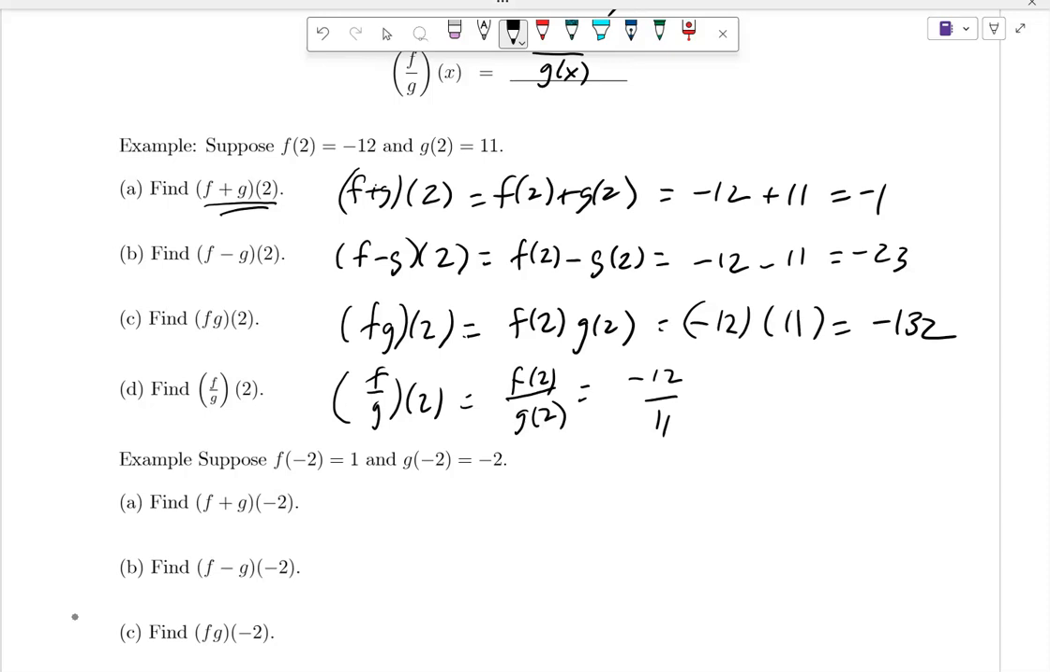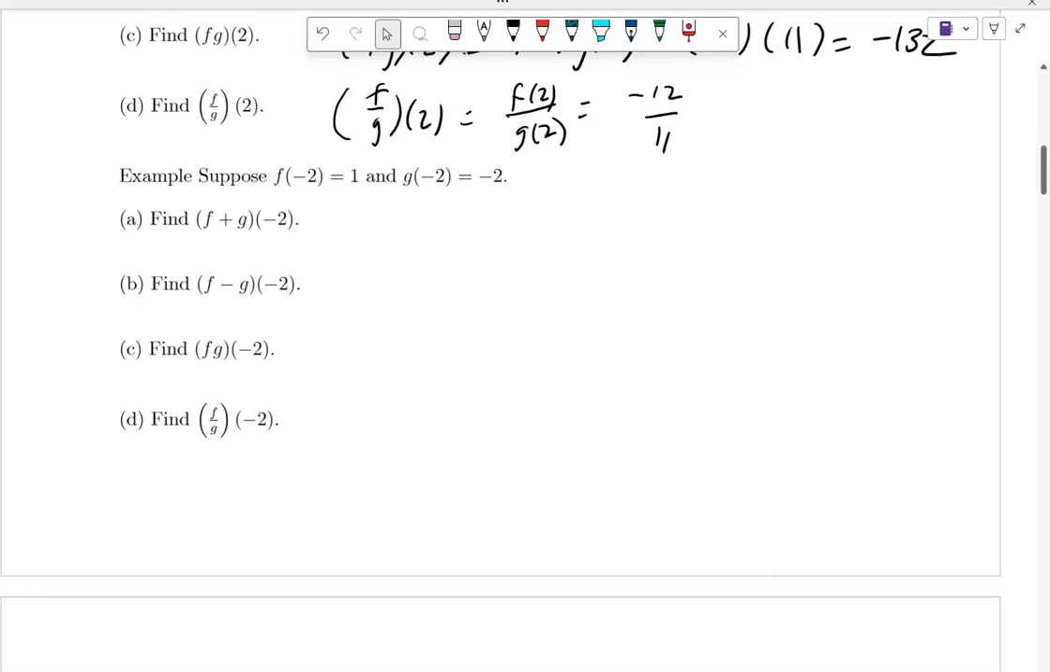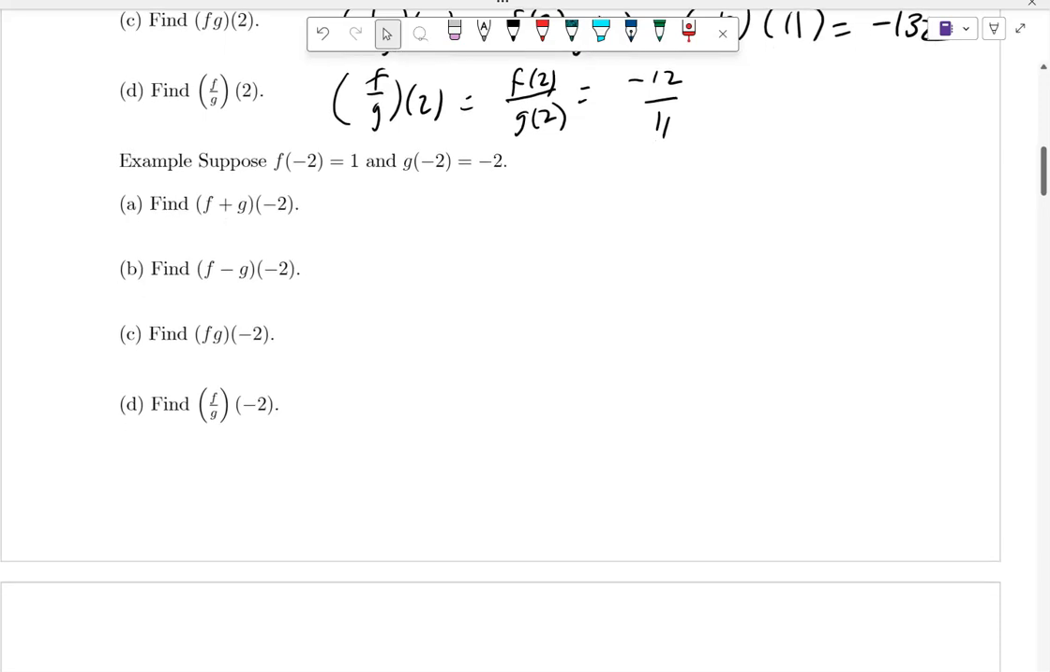Work on the next one for a second, and then we'll chat about it, and then we'll go on and talk about domains. I would leave them as improper fractions like that. I wouldn't change it to mixed numbers.